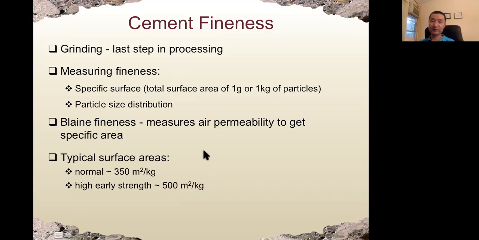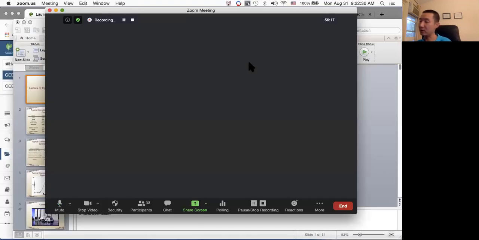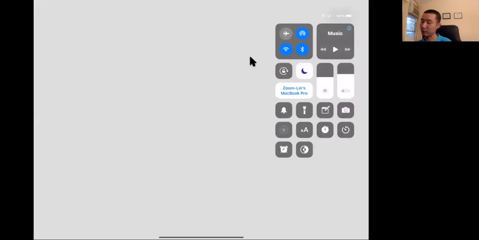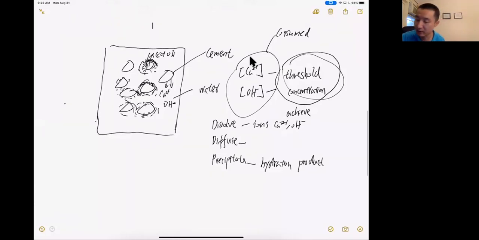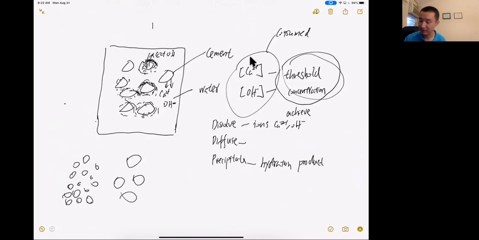Okay. So let's talk about why we need higher surface area or smaller particle size for high early strength cement. The reason is pretty simple. Remember the chemical reaction, or the hydration, happens between cement and water. So for the same amount of cement, one has smaller size, another has larger size. The surface area will be higher when the particle size is smaller. So that means the contact area between the water and cement grain will be higher, so that means more chemical reaction goes on between water and cement grain.